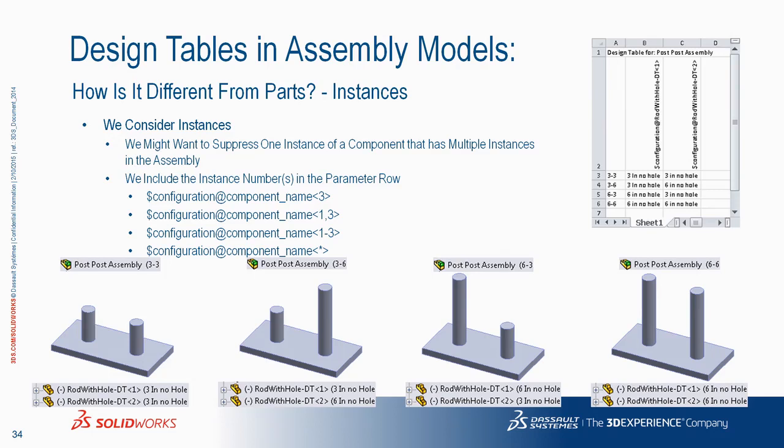If we want to include number 1 and number 3, there's a comma in between them. If you put a dash, it includes all 3 of them. If you put an asterisk in there, anything that has that component name will automatically carry that configuration along with it. So these are some of the basic Windows or Excel type of formatting that you have to remember as you go through and build these.